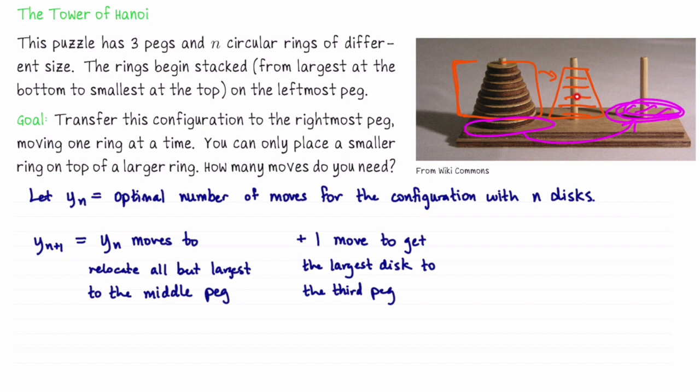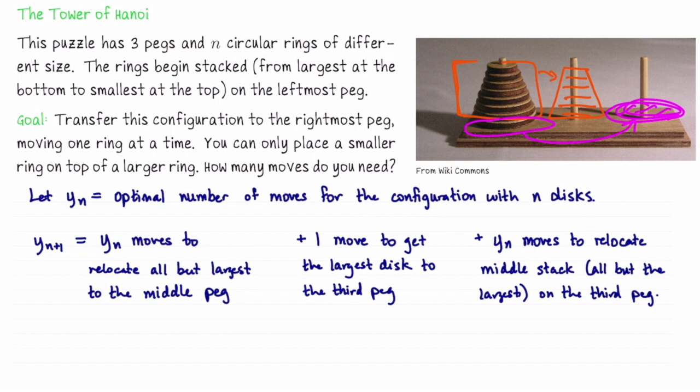And now I know that in y sub n total moves, I can relocate them. So this time, switching the role of the second and third pegs, we're going to take this middle peg configuration and place it on the third peg. And at that point, we're done. So we essentially break this problem into two components: moving all but the largest, then moving the largest, and then moving all but the largest again. But now we have an equation of the form we've been looking at, so I can write this as y sub n plus 1 equals 2 y sub n plus 1.